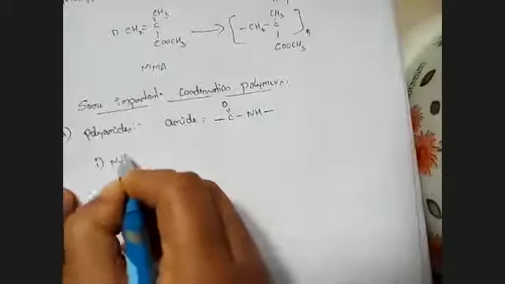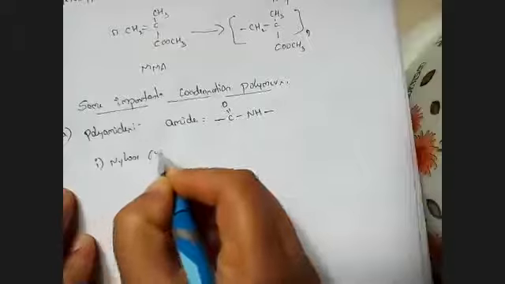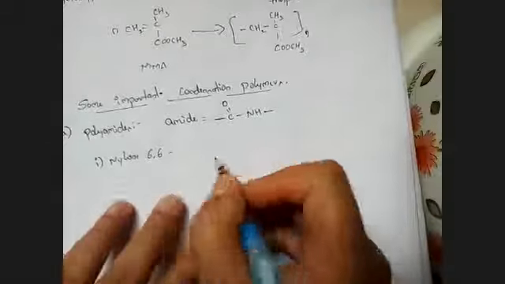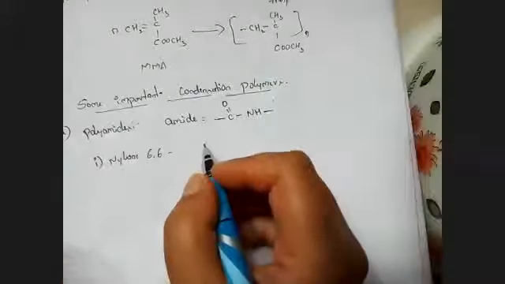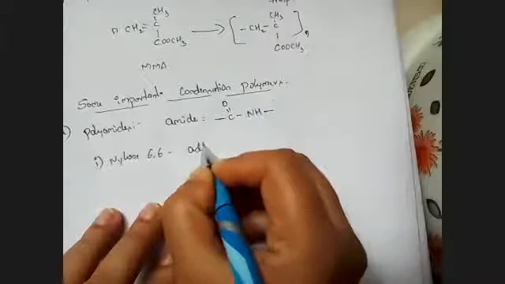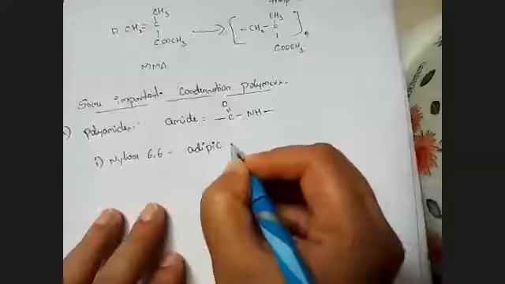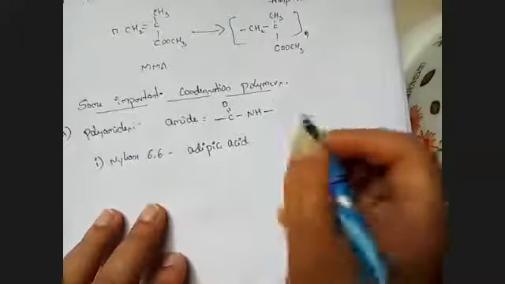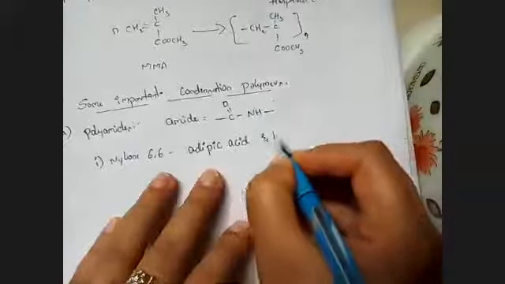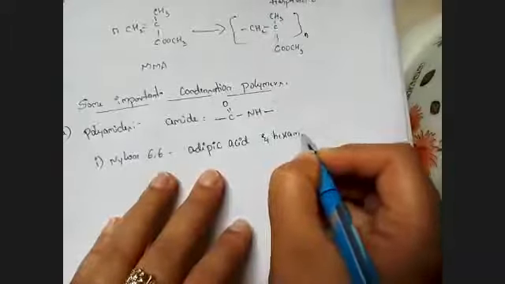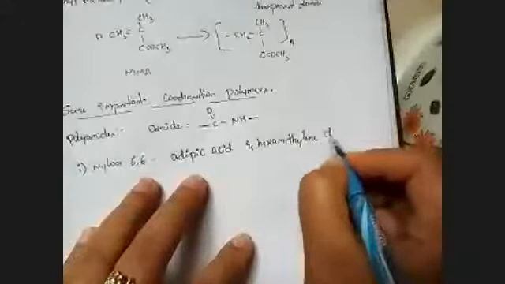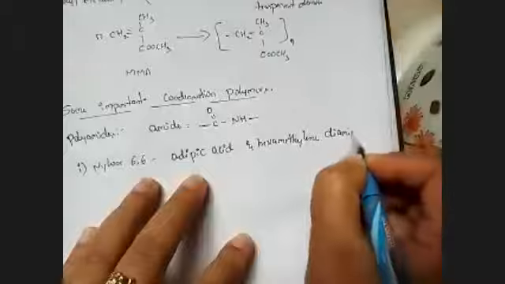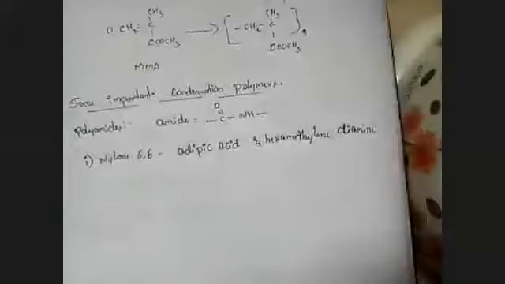In that we have nylon 6,6. Nylon 6,6 is obtained from a condensation reaction. The monomeric units, I think you might know this, we already did this. For the chart's sake, we are going to write it now: adipic acid and hexamethylene diamine.